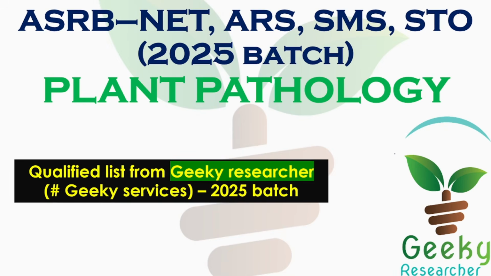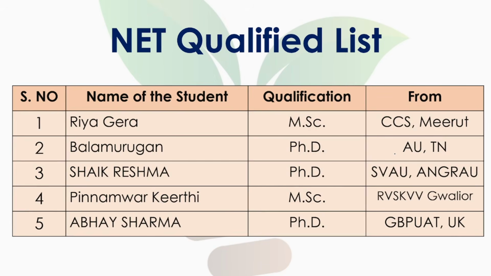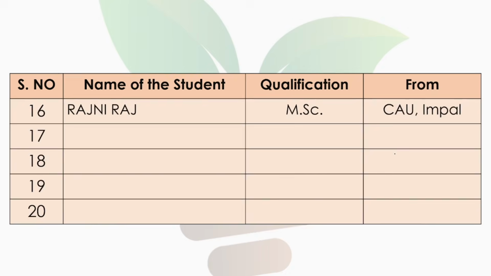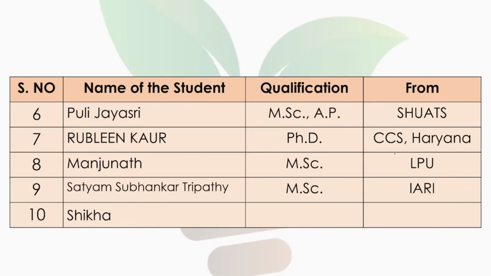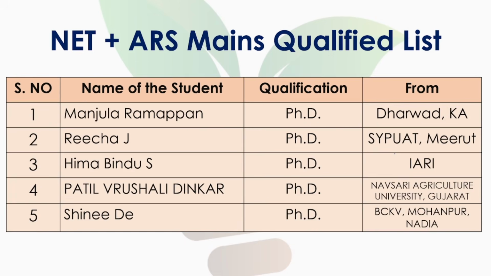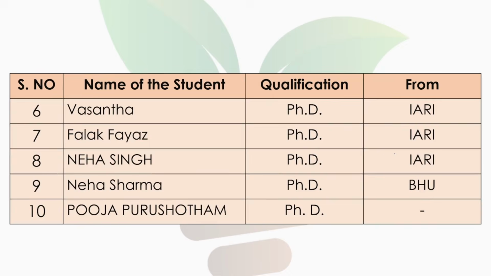The next thing, we are very happy to share that in the 2025 batch where we trained, these are all the list of students, the geeky students, who have qualified. This is only from plant pathology, because we are running only one subject, specific to plant pathology. You can see all the names, because we have already published this list of students who qualified in NET. We have around 40 to 50 students who qualified NET plus ARS, and these are the students who qualified for NET alone.